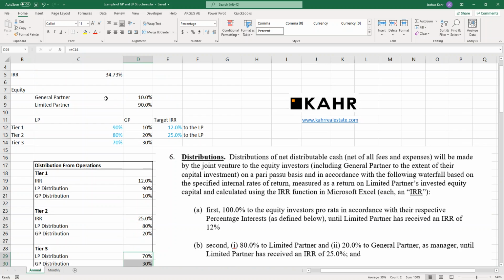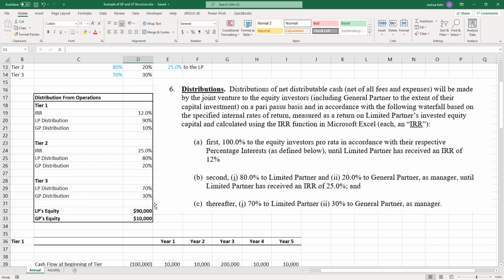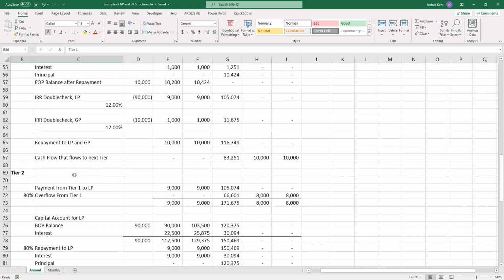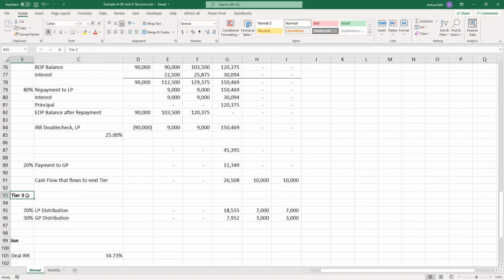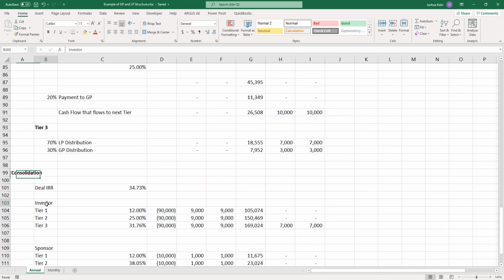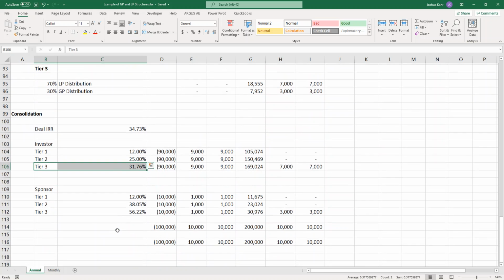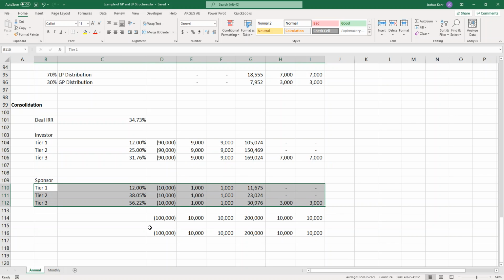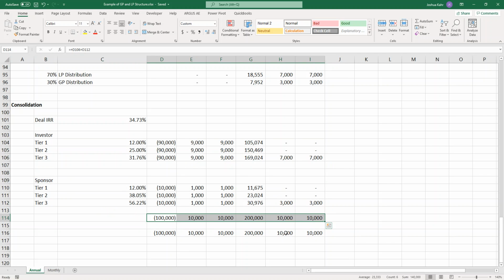So at the risk of dumbing it down, if 100 goes in, we're going to split it 90-10. In other words, 90,000 from the LP, 10 to the GP. The rest of this model then basically says, how do we handle tier 1's money? How do we handle tier 2's money? And don't worry, we're going to go through all of this. And finally, how do we handle tier 3's money? And then at the bottom, we pull together what the investor and the sponsor got at tier 1, tier 2, tier 3, and then confirm that all the money that the investor got and all the money the sponsor got equals what was put into the model.